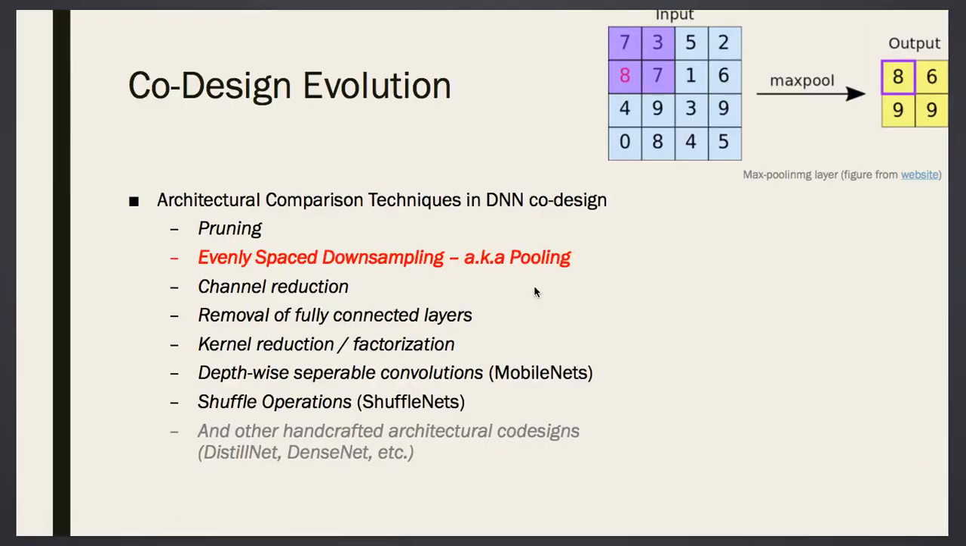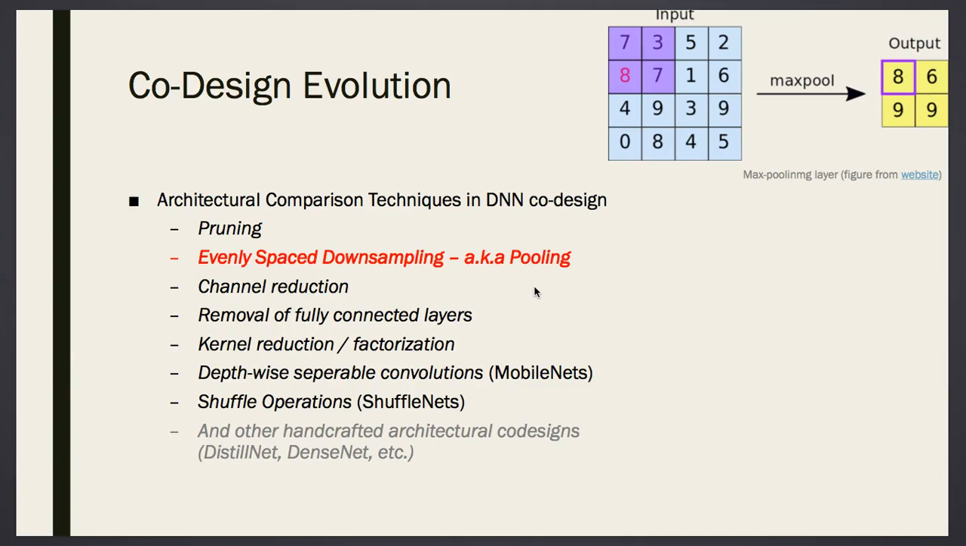Okay, the second title is evenly spaced downsampling, also known as pooling, guys. Well, it might sound a bit weird to you that I call the pooling layer a co-design approach, but actually it is. Because in our networks we make pooling, which downsamples the activations' spatial dimensions. Very good, okay. But we don't have to.